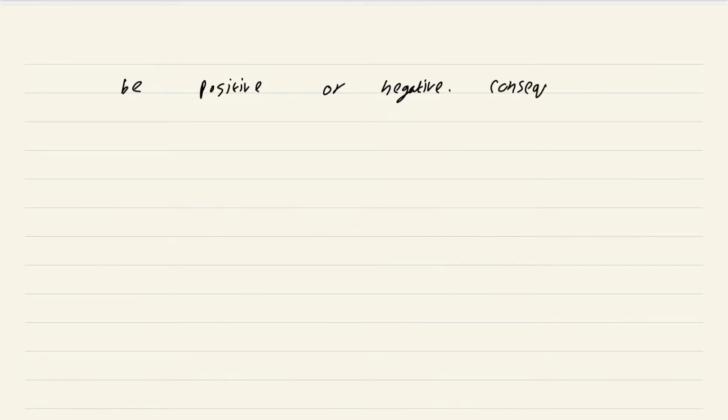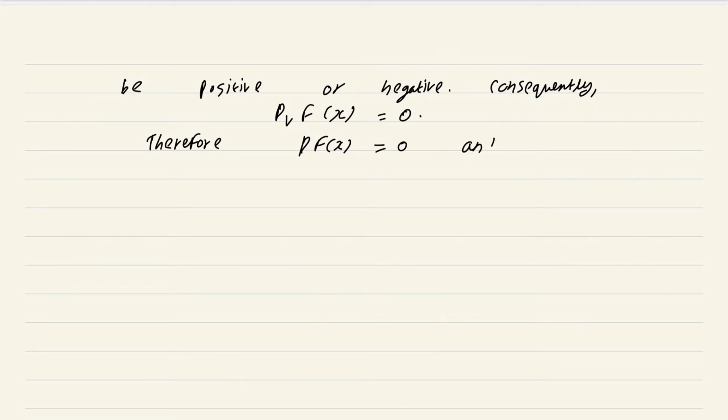Consequently, d_v f(x) is 0. And this is true for all vectors v. Therefore d_v f(x) is 0, and so is grad f. Okay, so this concludes the proof.